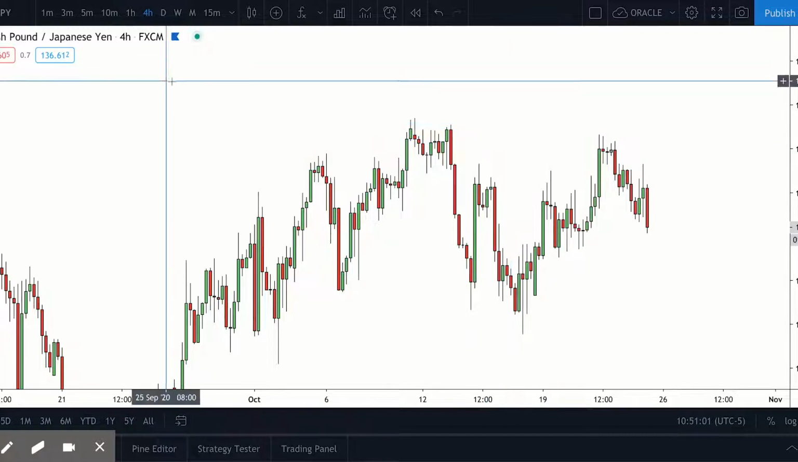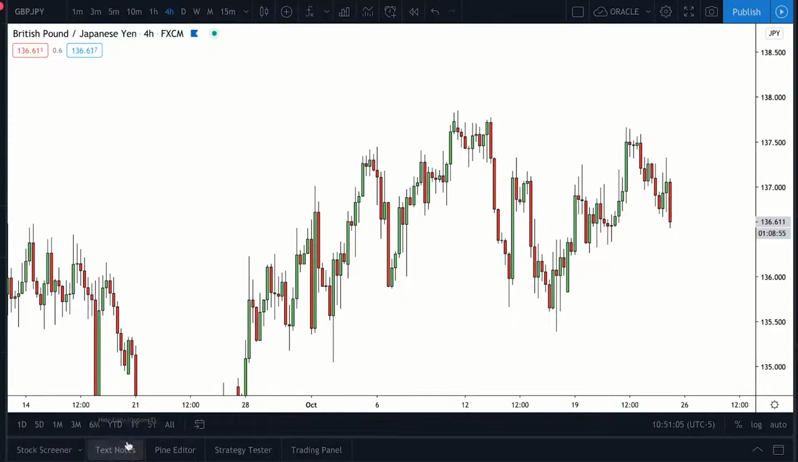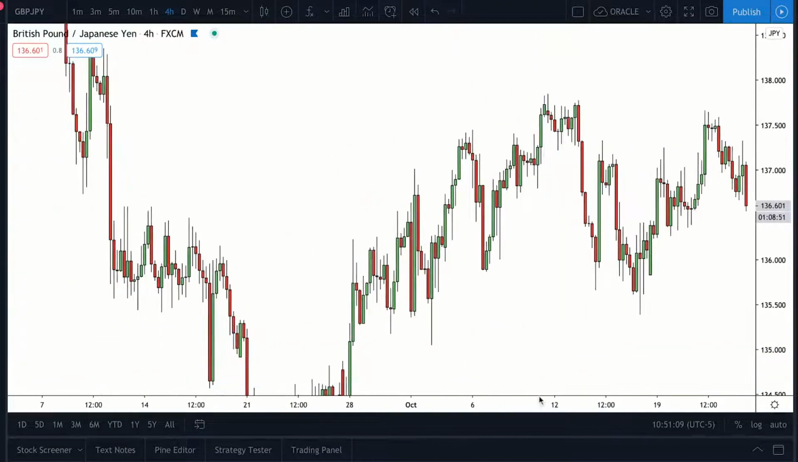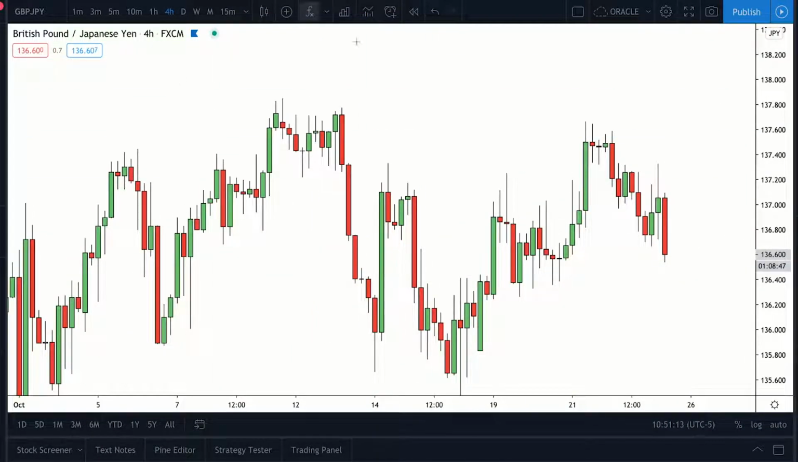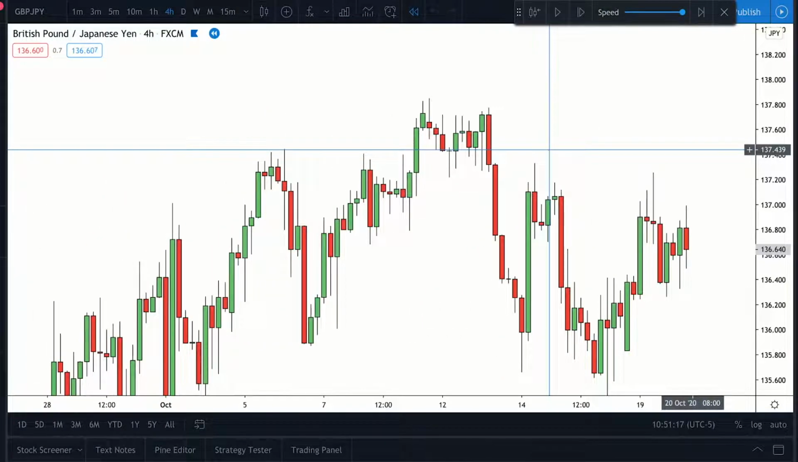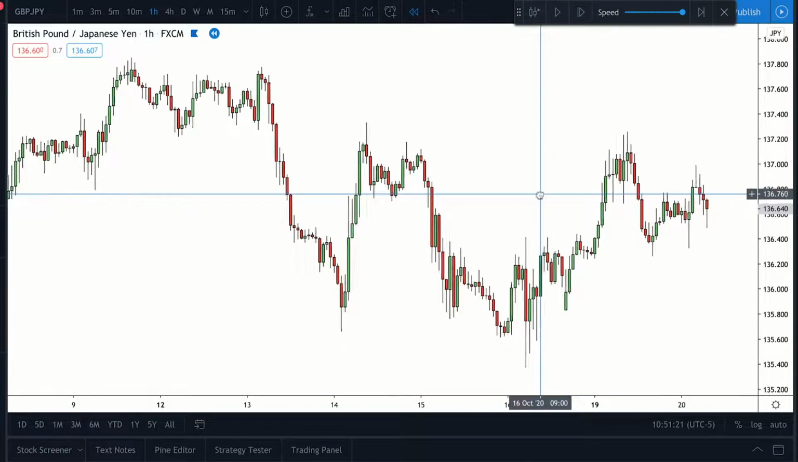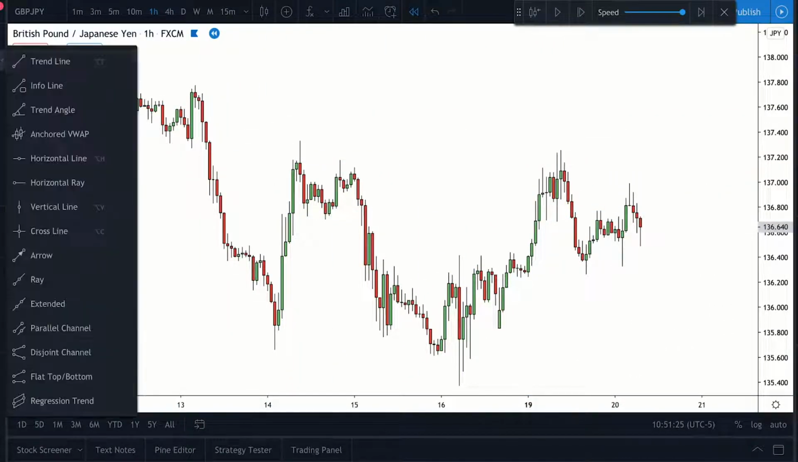So what I've got here is a great example on GBP JPY, which I'm going to talk through with you and show you exactly what I'm talking about. The best way to identify liquidity is to identify equal highs or equal lows in the market. I'm going to drop to the hourly chart and show you the GBP JPY market here and try to explain what I mean with this liquidity.